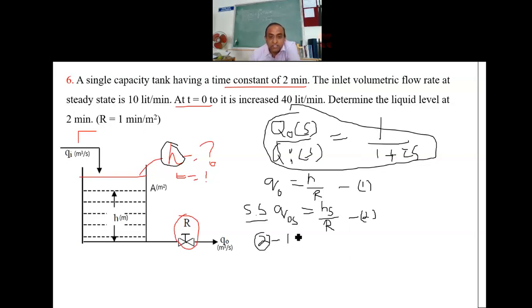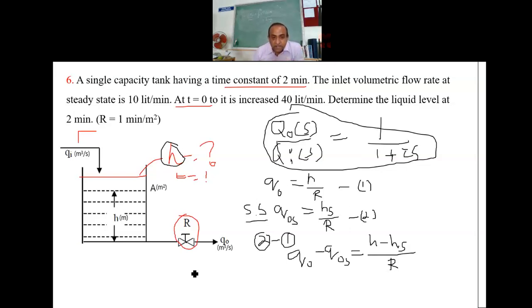Equation 2, you subtract from 1. So what do you get? I'll write it here. So you get Q naught minus Q naught S equals, on the right hand side, H minus HS divided by R. Okay, so next is what?